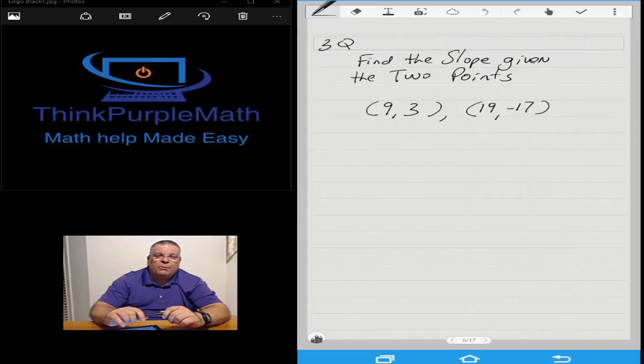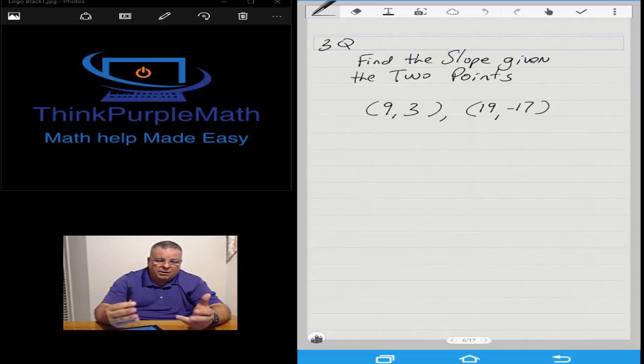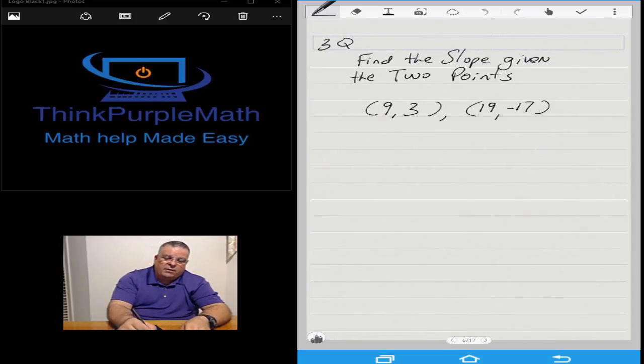Alright, we're going to do a couple more with the slope formula, and then we're going to a grid. And then in the conclusion, we're going to talk about some slope types and what I call stating the directionals. So here we go.